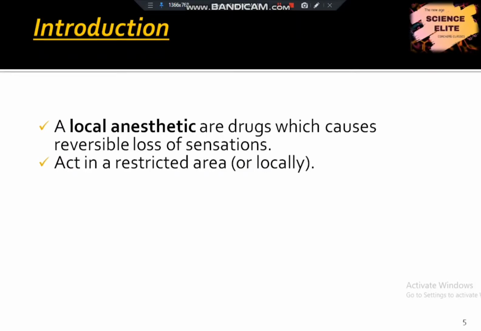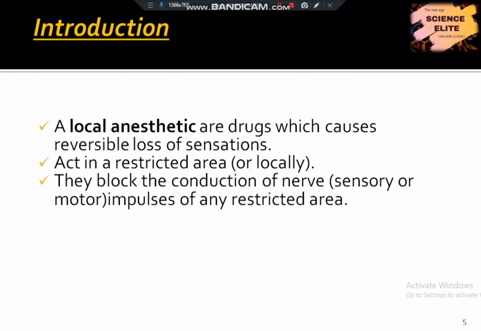I have explained already that it is restricted to a certain area only. Then they block the conduction of nerve impulses of any restricted area. That means for a particular area, the conduction of nerves, the action potential, will be blocked. So if there will be no conduction of impulses from that particular area, no transmission, then in that case, that part will be fully anesthetized.